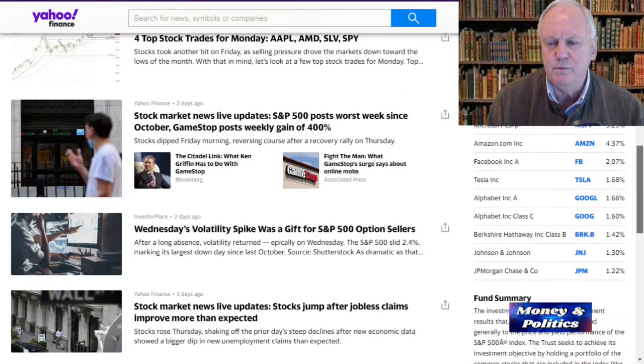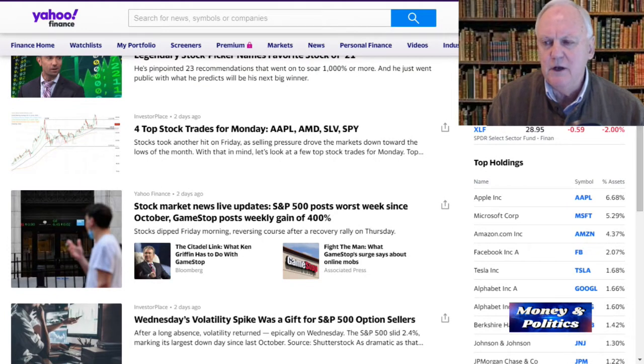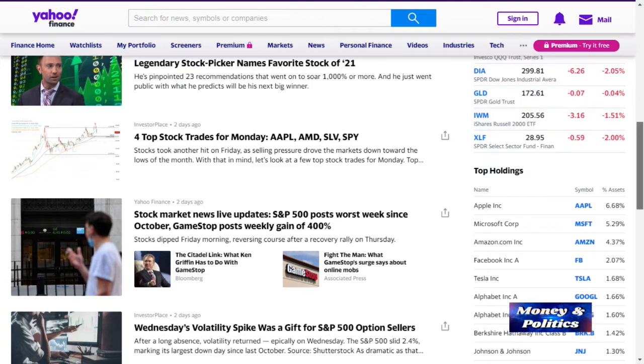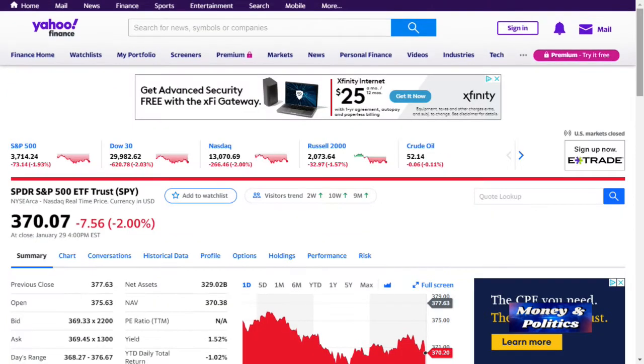If you go on Yahoo and you put the holding in, as I did, you can see on the right column we look at the top holdings, and the number one top holding is Apple Computer. So when you buy one share or more of the S&P 500, 6.6%, almost 6.7% of your money is going to Apple Computer. 5.3%, I'm going to round up a little bit, is Microsoft. Then you have Amazon. Then you have Facebook. Then you have Tesla.